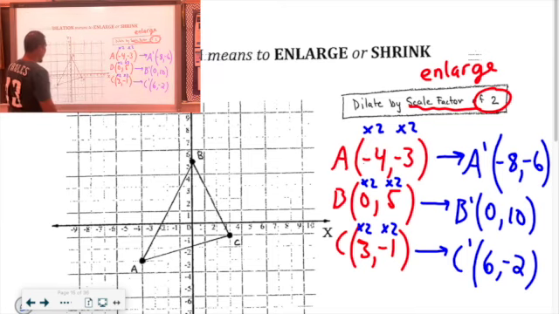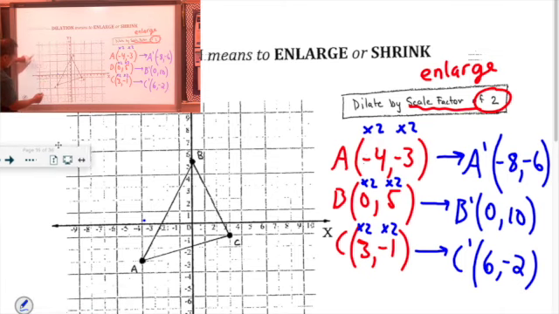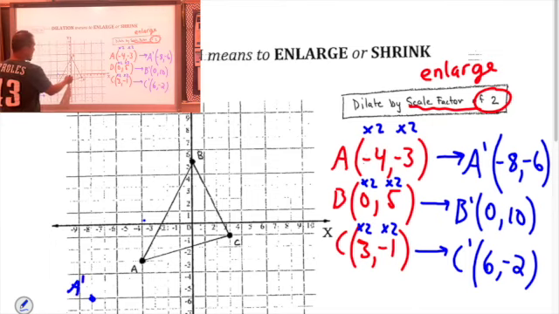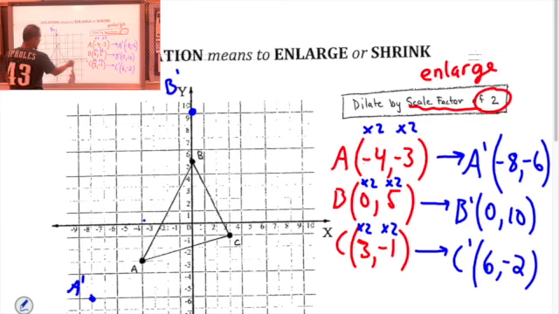Let's go ahead and plot them. -8, and down -6, right there. So that's considered A prime. B prime is 0, 10. 0, up 10. That's B prime. And C prime, it's 6, -2. C prime. And then go ahead and connect it.